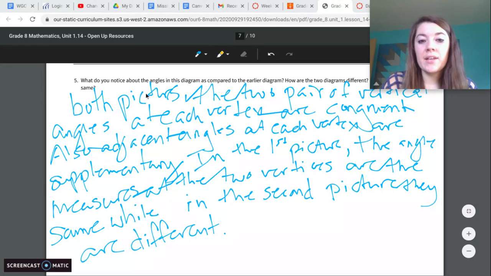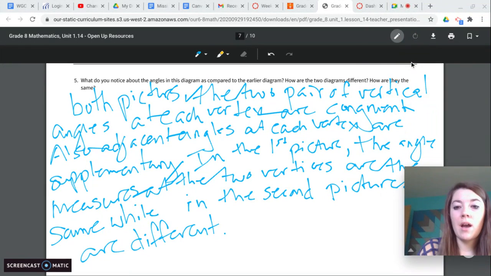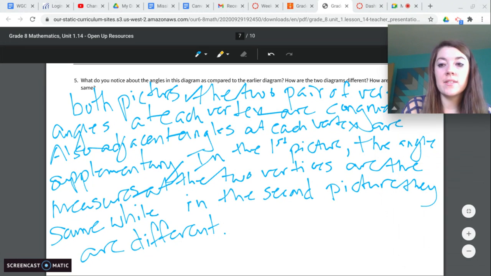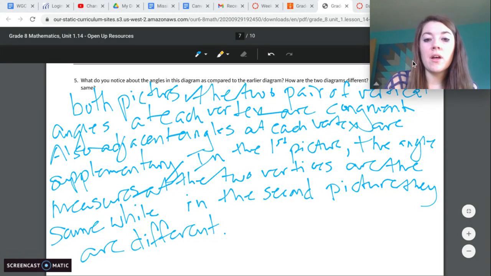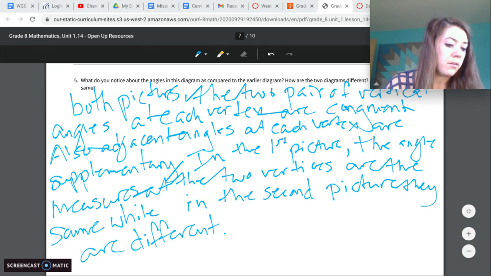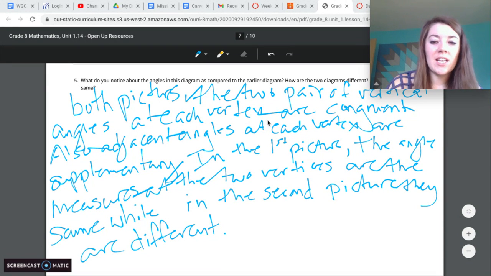So what do you notice about the angles in this diagram compared to the earlier diagram? How are the two diagrams different? How are they the same? So I went ahead and wrote this all out so you can see it. I know it's a little hard to read, but in both pictures the two pairs of vertical angles at each vertex are congruent. Also, adjacent angles at each vertex are supplementary.